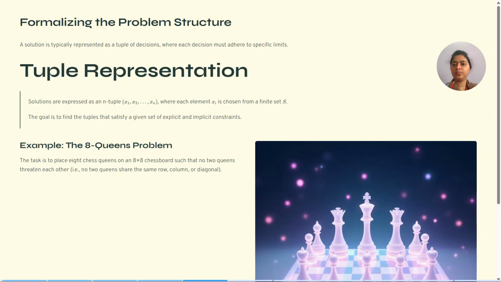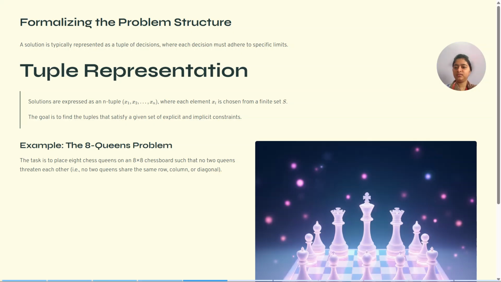Formalizing the problem structure. A solution is typically represented as a tuple of decisions, where each decision must adhere to specific limits. Tuple representation. Solutions are expressed as an n-tuple x1, x2, and so on up to xn, where each element xi is chosen from a finite set S. The goal is to find the tuple that satisfies a given set of explicit and implicit constraints.